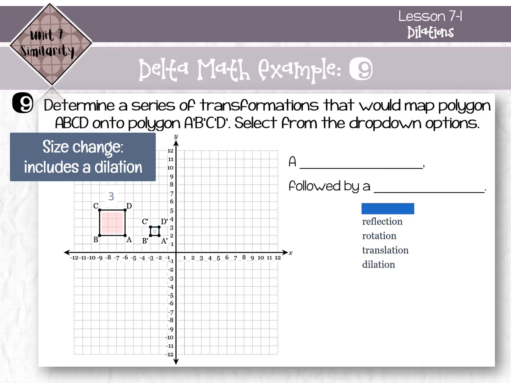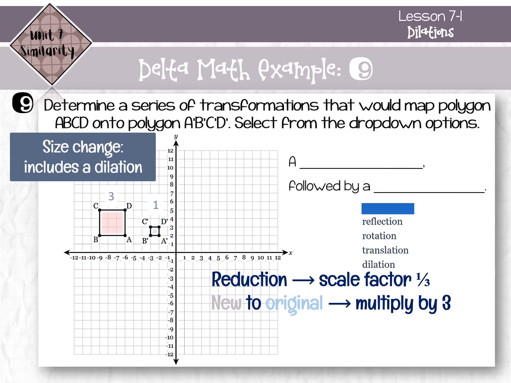Let's see here. The length of segment CD is 3. Length of segment C prime D prime is 1. So if we're going from 3 to 1, our scale factor is 1/3. It's a reduction. New to original, multiply by 3.